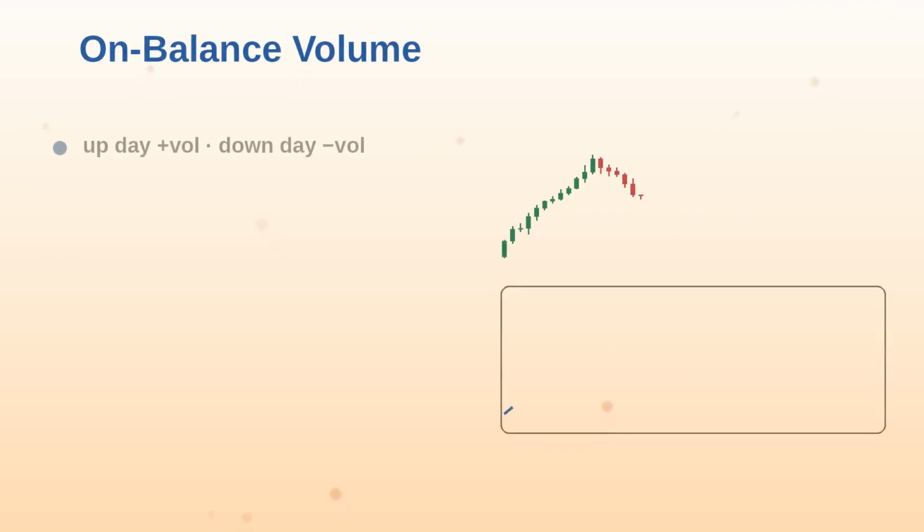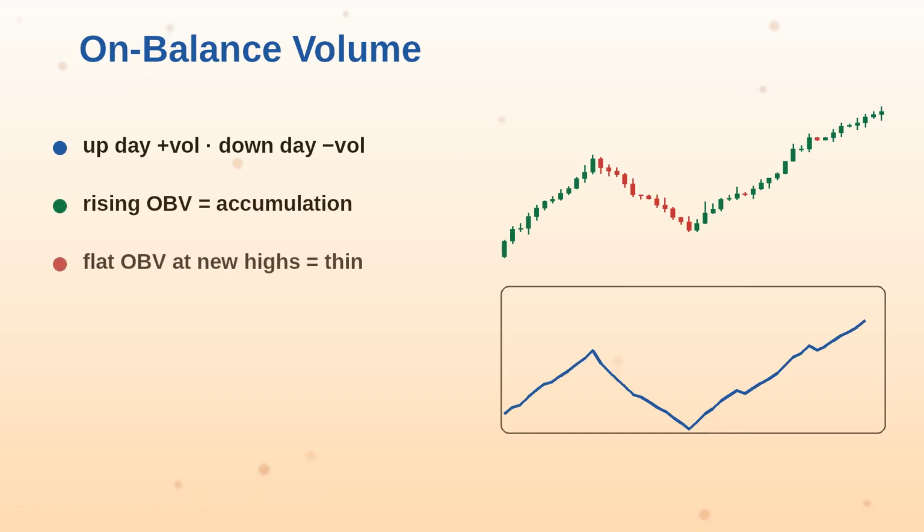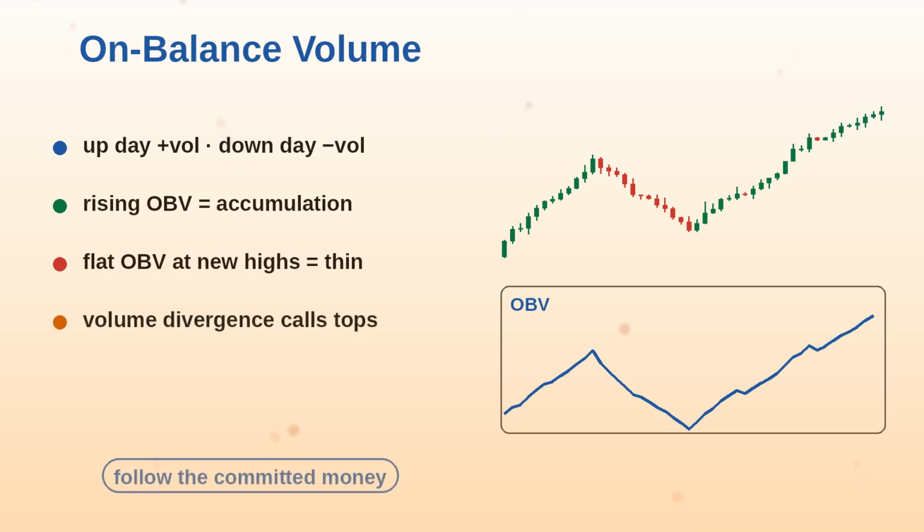On-Balance Volume, OBV, turns volume into a single running line. Up day, add the volume, down day, subtract it. The line's direction reveals accumulation or distribution. Is big money quietly buying or quietly leaving? Rising OBV under a rising price, healthy. But when price pushes to new highs and OBV refuses to follow, the buying power behind the move is thinning. That's volume divergence, and it has called major tops.